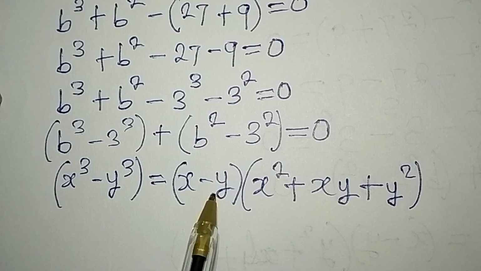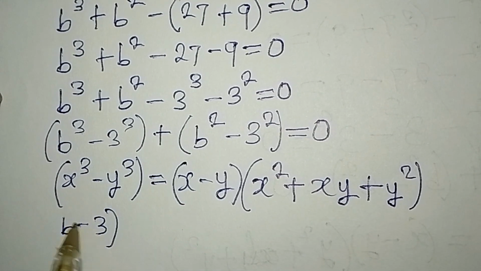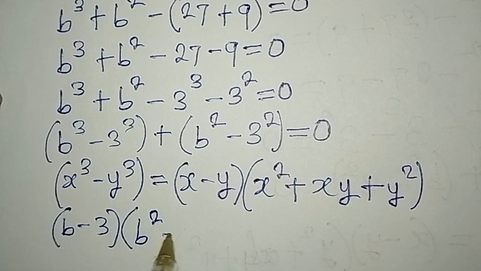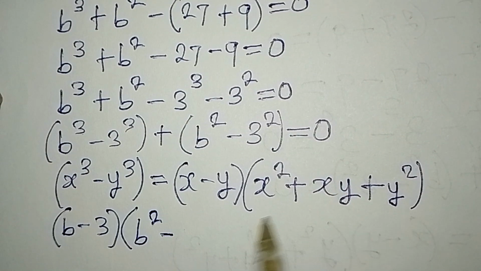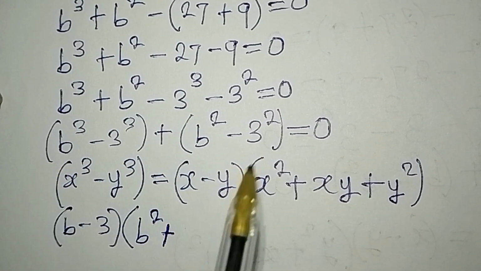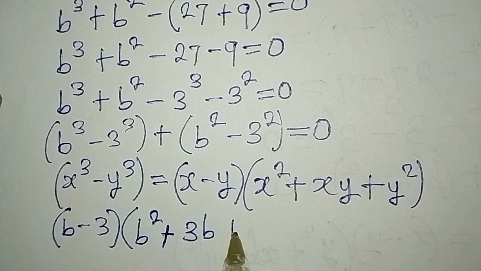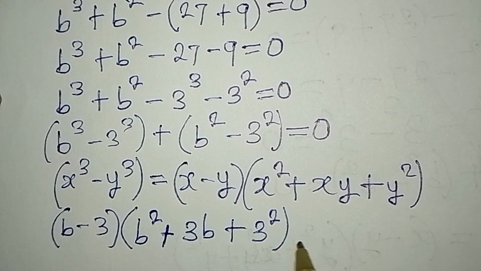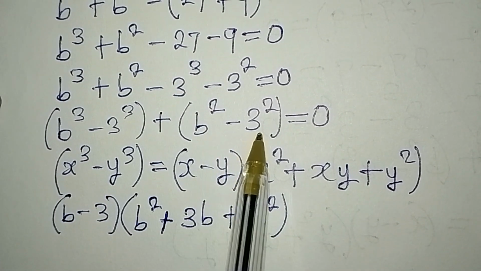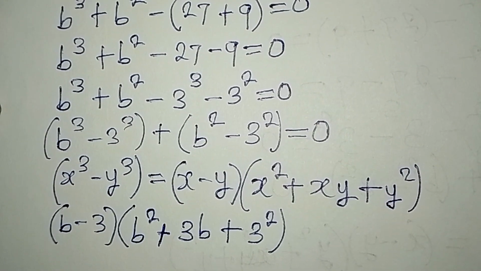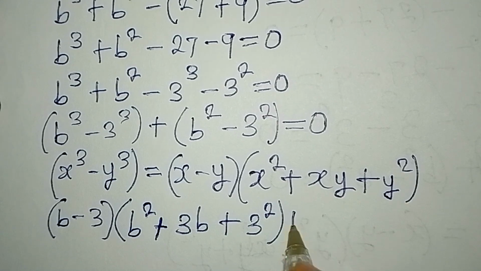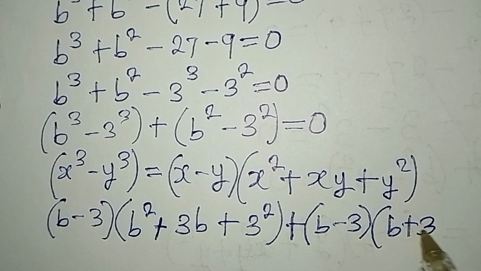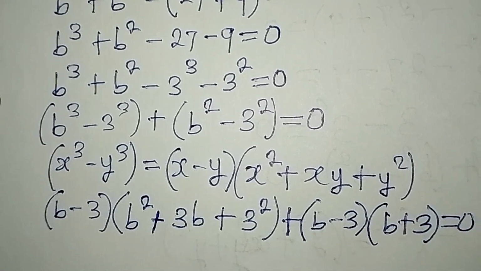So our x minus y becomes b minus 3, close the bracket. Then here x squared becomes b squared, then minus, okay, it's actually plus xy. That means we have plus b times 3, and that would be 3b, then plus y squared. Y squared is going to be 3 squared. So write 3 squared over there. Then in place of b squared minus 3 squared, we can apply difference of two squares. So we'll have plus open bracket, we have b minus 3 into b plus 3. That is difference of two squares and we equate to 0.